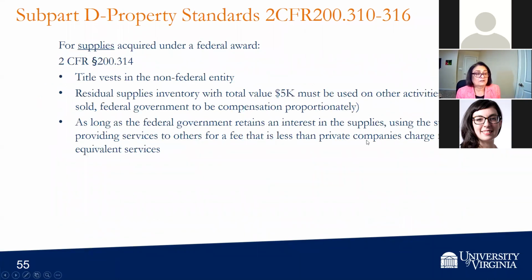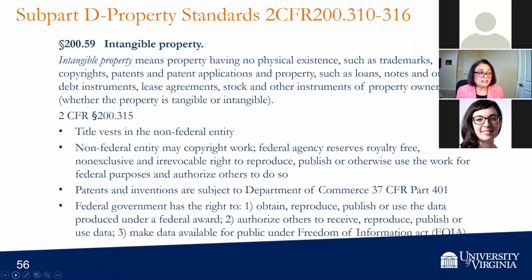Now there are standards for supplies that are acquired under federal award that are more than $5,000 in total value. So this is also under the property standards. And then intangible property is property having no physical existence. This is like trademarks, copyrights, patents. And under 200.315, you can see all the standards that apply to intangible property.